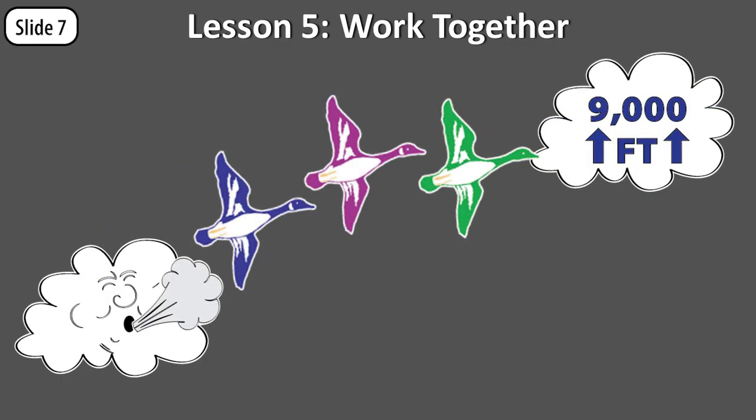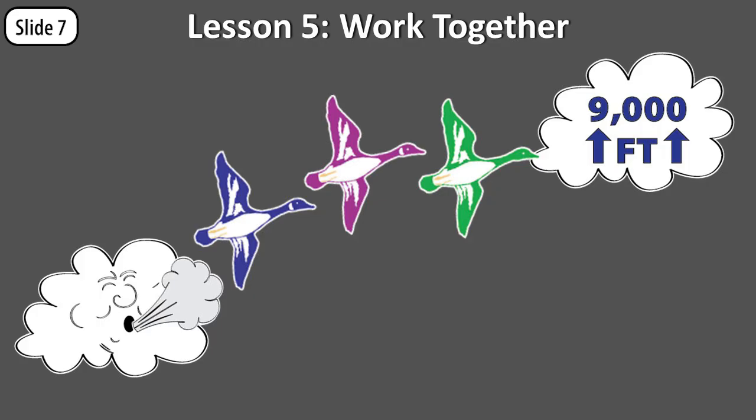The animation on this slide illustrates how geese fly together as a team. The animation begins with 3 geese in flight. Next, the wind starts blowing them from behind, while the geese readjust their flight path towards a cloud that says 9,000 feet. Geese work as a team to get where they want to go.